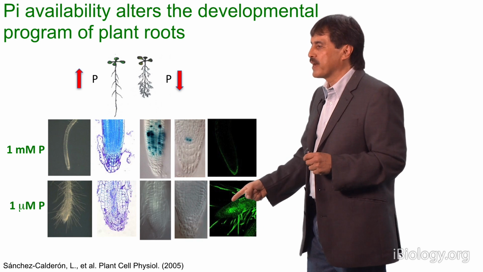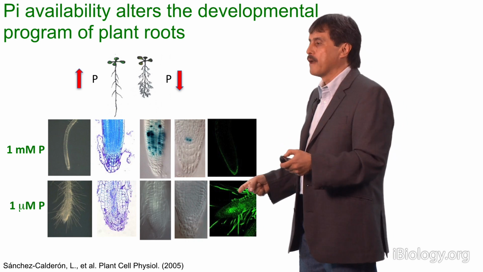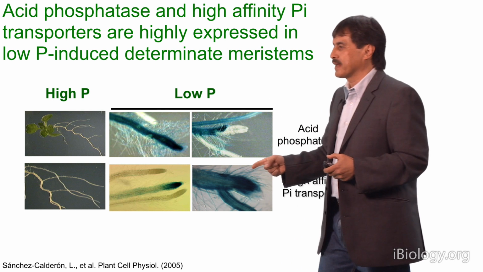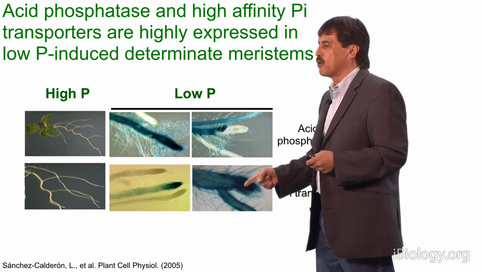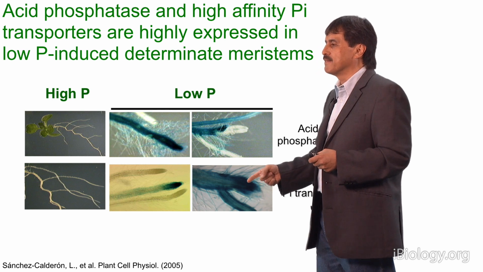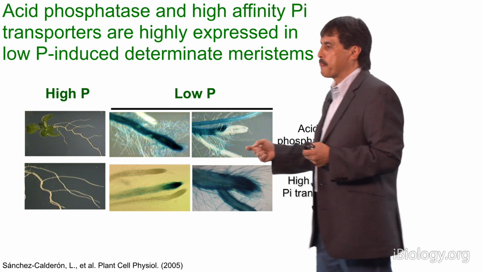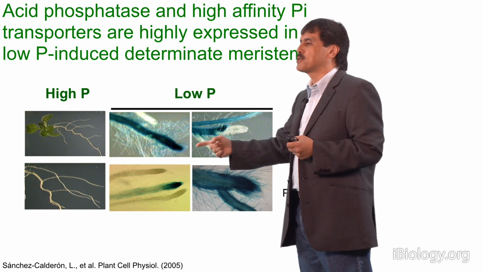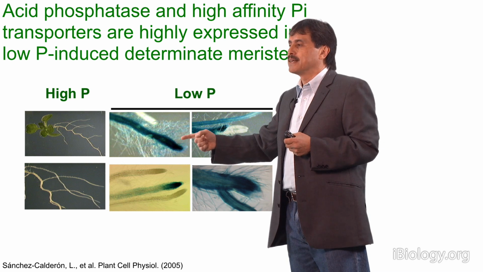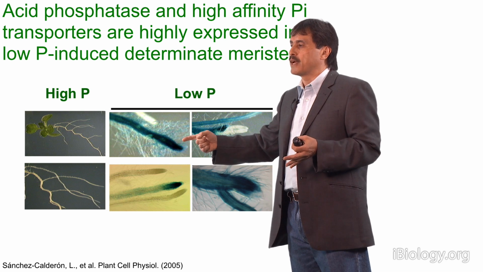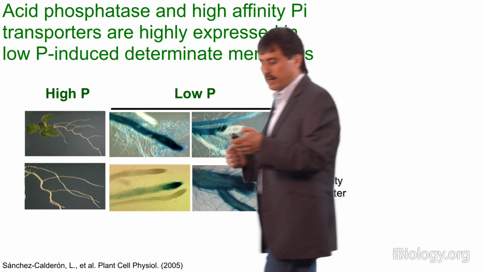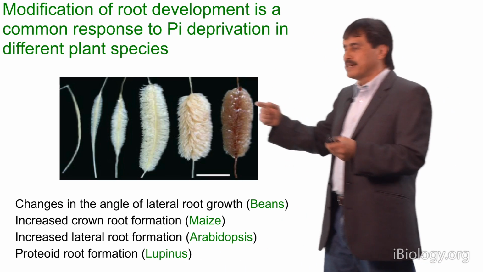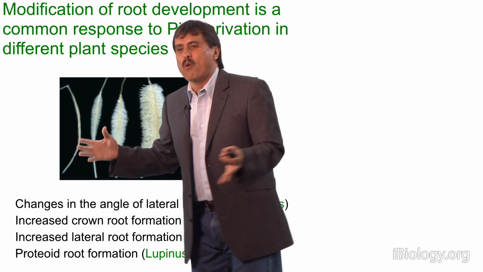And these low phosphate roots become specialized in the production of high affinity phosphate transporters. This is the root tip of a plant exposed to low phosphate. So you can see that there is a very high level of expression of high affinity phosphate transporters that help the plant to get phosphorus from the soil, and also in the expression of phosphatases that help the plant to get orthophosphate from organic molecules. These genes are not expressed in plants exposed to high phosphate. These developmental changes can be quite dramatic.